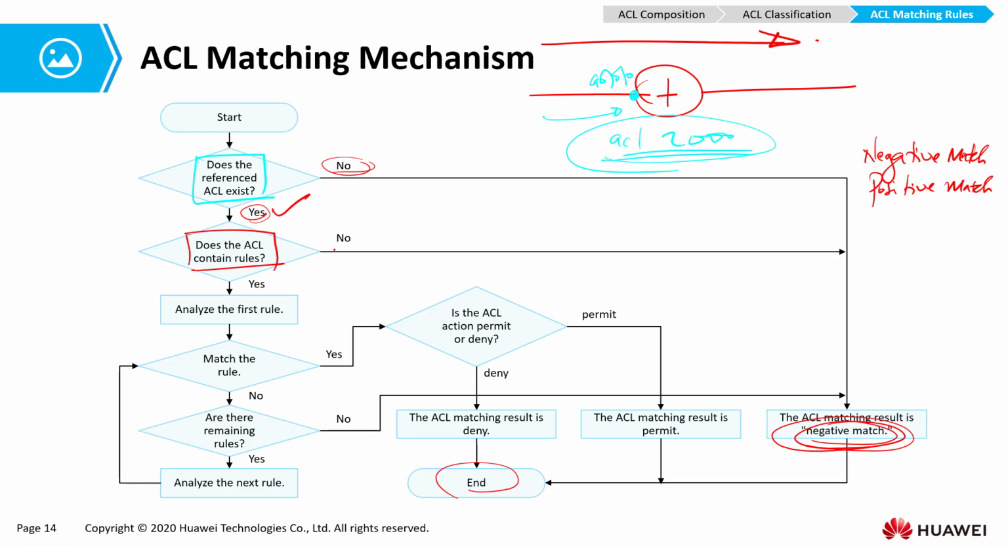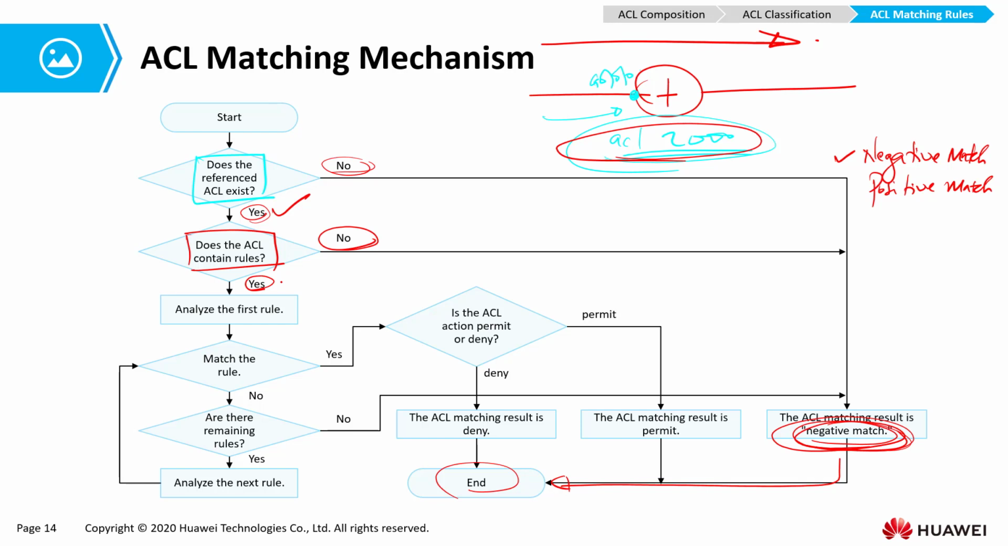Now, again, if there are no rules, the ACL exists, true, but there are no rules in ACL 2000. Someone just did ACL 2000 and exited the ACL view and configured other things. They forgot to put rules. Then the ACL matching result would be a negative match again, and we shall go right to the end and move on to other tasks.